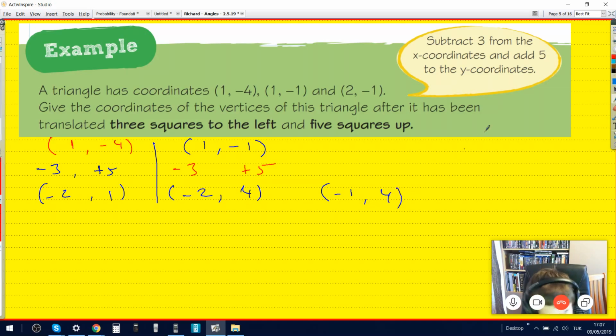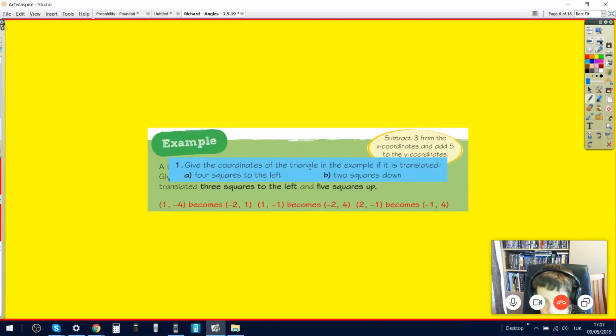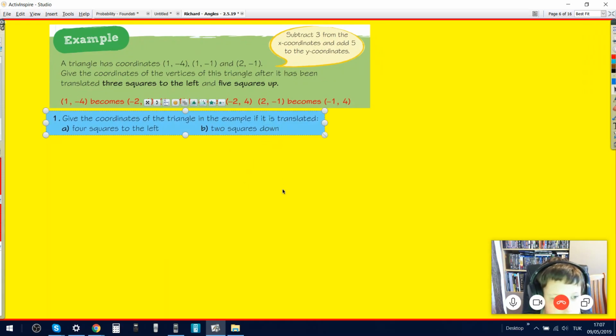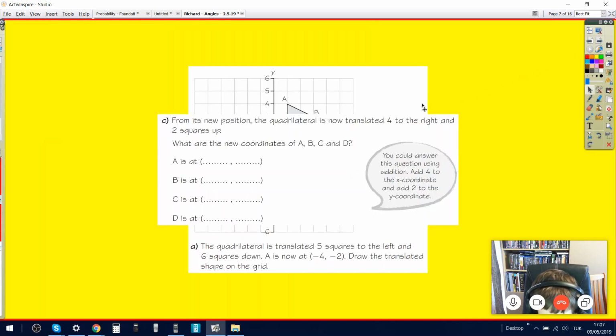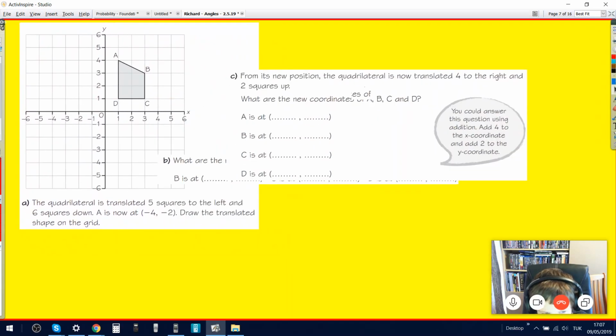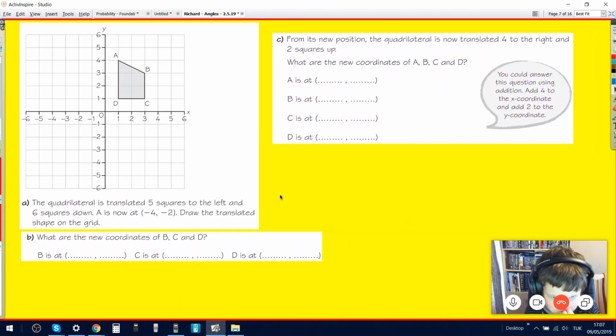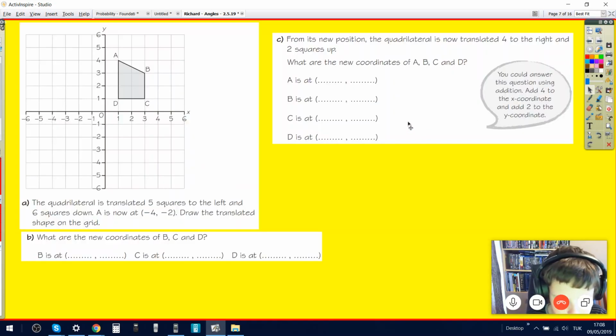Well done. Any questions there? Nope, I don't have any. Okay. How about, let's see, 4 squares to the left and 2 squares. I think you'd be fine there. Let's see this one. Okay. Shapes. 5 squares to the left and 6 squares down. Translate shape. Okay. Let me just see something for a sec. Yeah, let's do this one.